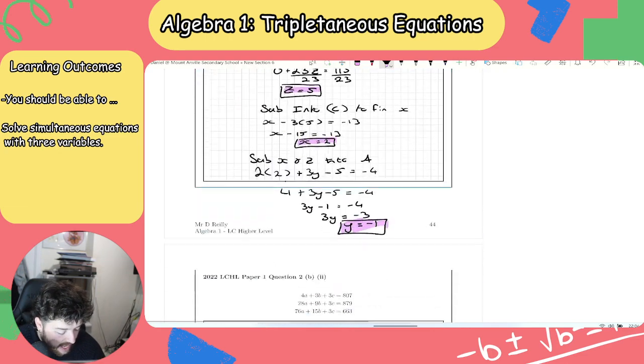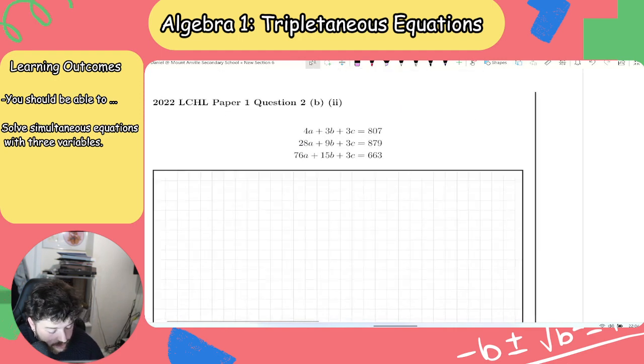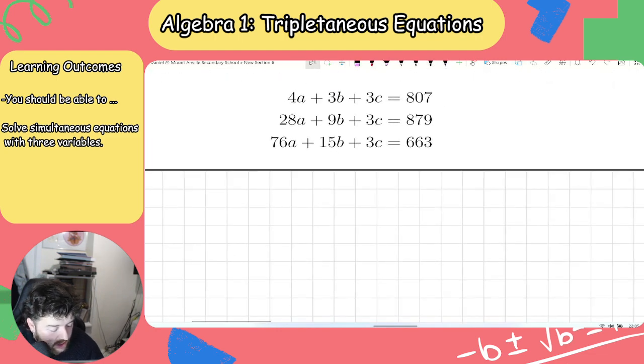So let's go now to this question. This is from the 2022 paper, the paper just gone, okay? This question was again worth 15 marks. The breakdown was 0, 4, 8, 12, 15. So nasty, nasty, nasty. So I'm going to look at this one now.